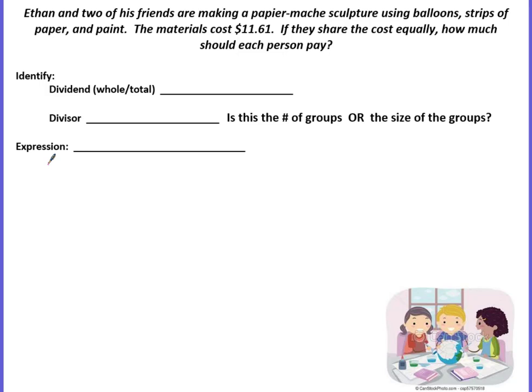Okay, one more. Ethan and 2 of his friends are making a papier-mâché sculpture using balloons, strips of paper, and paint. The materials cost $11.61. If they share the cost equally, how much should each person pay?